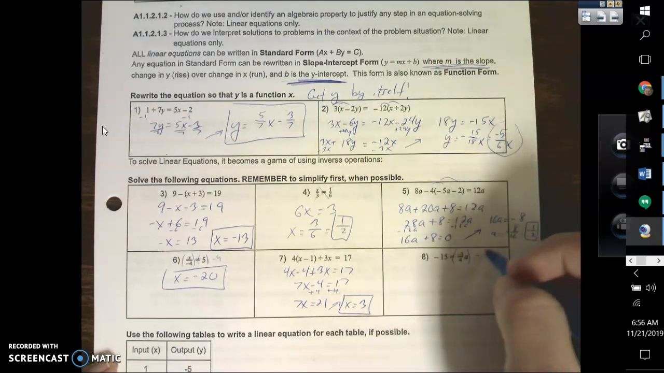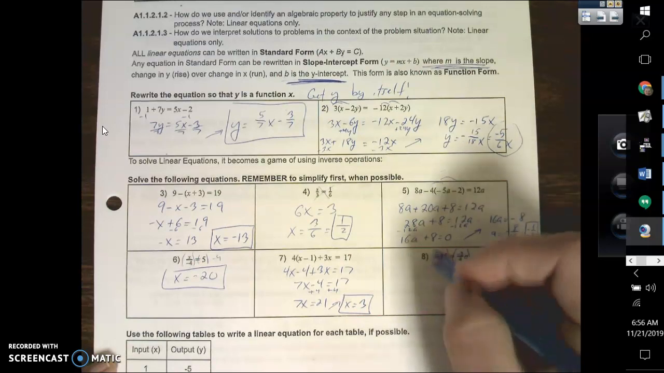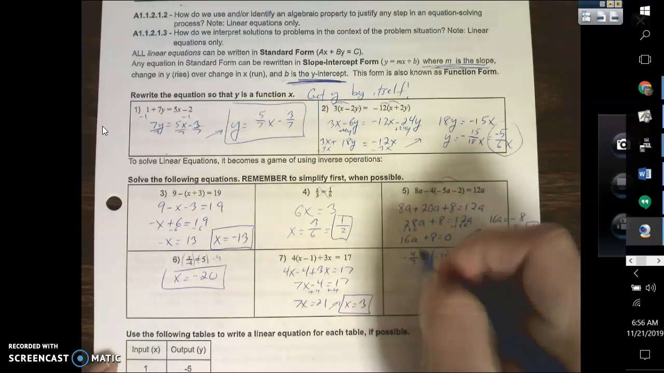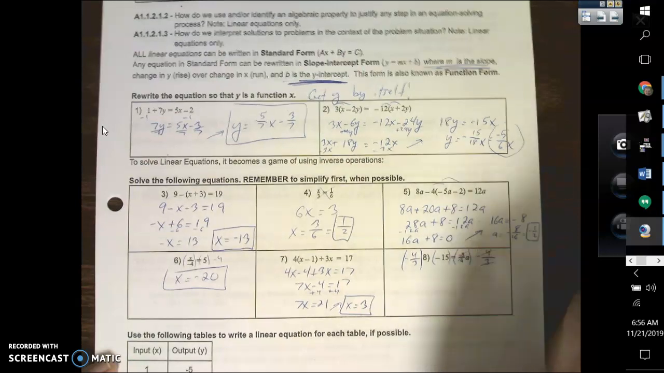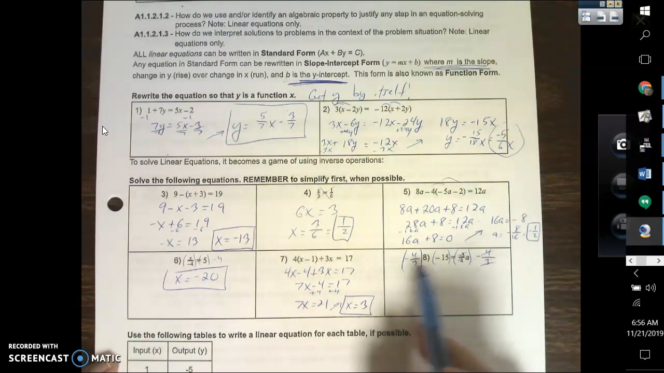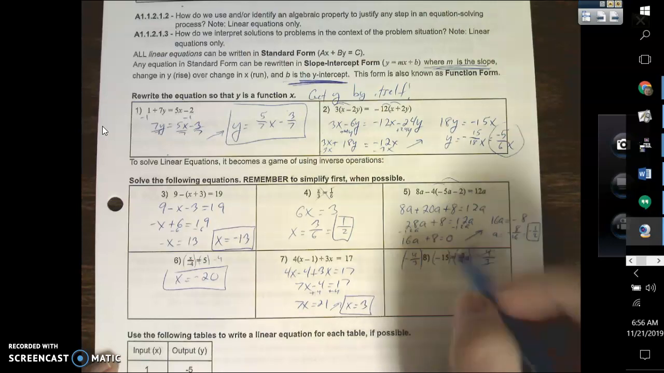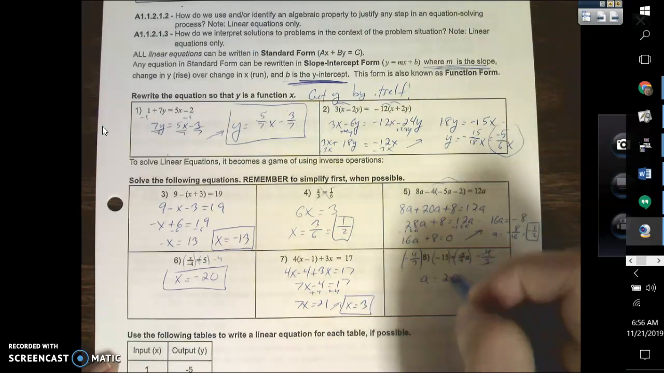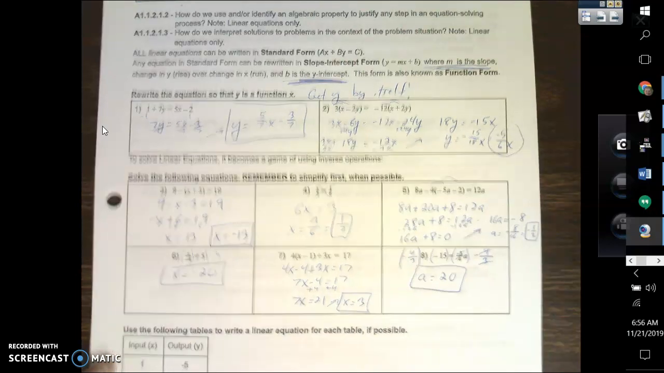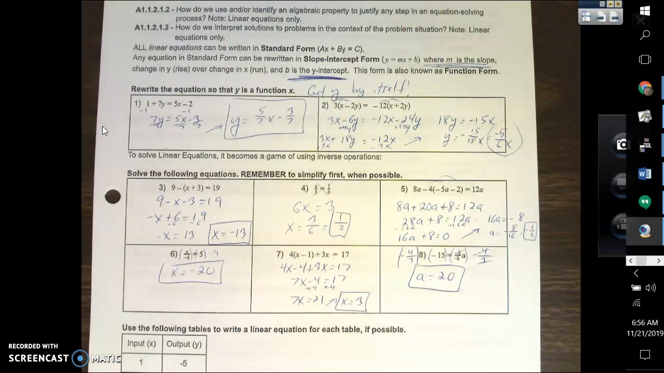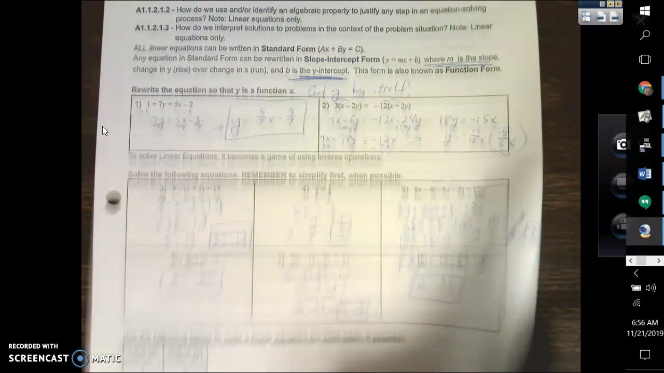Over here, last one, negative 3/4 is in front of the a. I can multiply both sides by negative 4/3, because that's going to cancel this out. Negative 15 divided by negative 3 is positive 5. Positive 5 times 4 is 20, so a equals a positive 20. Feel free to use a calculator. I'm just busting these out mentally.